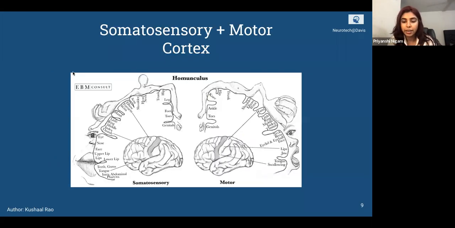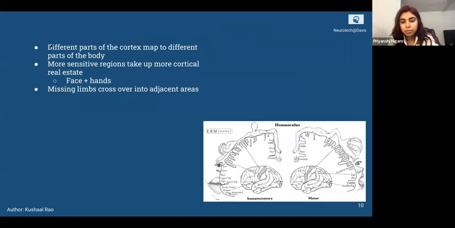Next, we have a diagram here, which is the somatosensory and motor cortex map. So this is just a mapping of the sensory and motor cortex visualized so you can see which ones are close to each other and where they're mapped on the brain. And so different parts of the cortex map to different parts of the body, and the most sensitive regions take up more cortical real estate. So our hands and our face have larger brain areas, as you can see. And just say if you have a missing limb, the brain is able to cross over and map that into adjacent areas. So it's really good at making up for what you don't have.